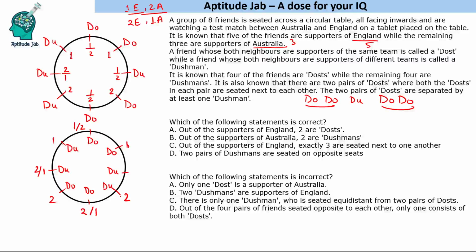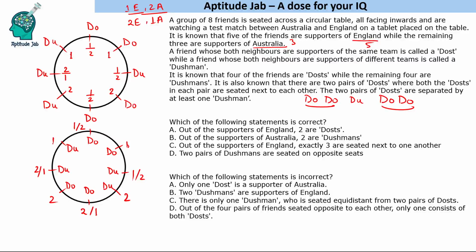Now this is a dushman, so both of them will support different teams. Okay, so if this is supporting 2, this will support 1, this will support 2. Now we can check also if this is dost, so same support, right? 1 1 2 2.